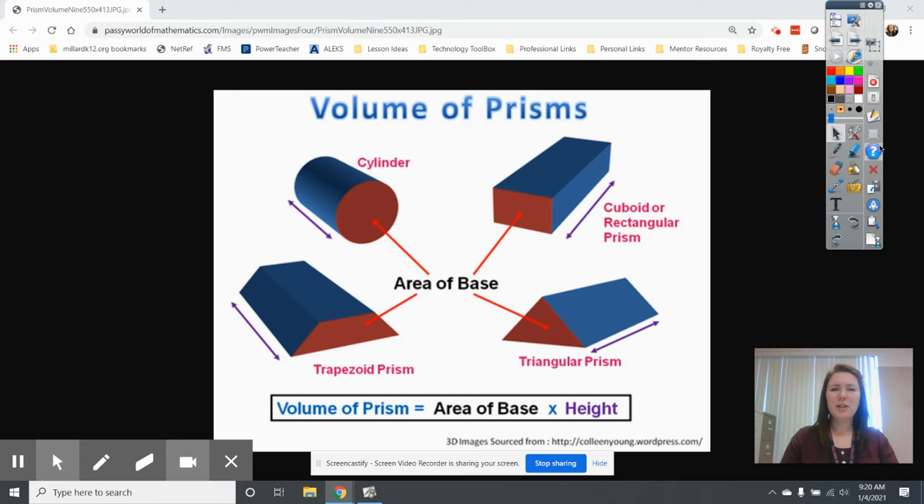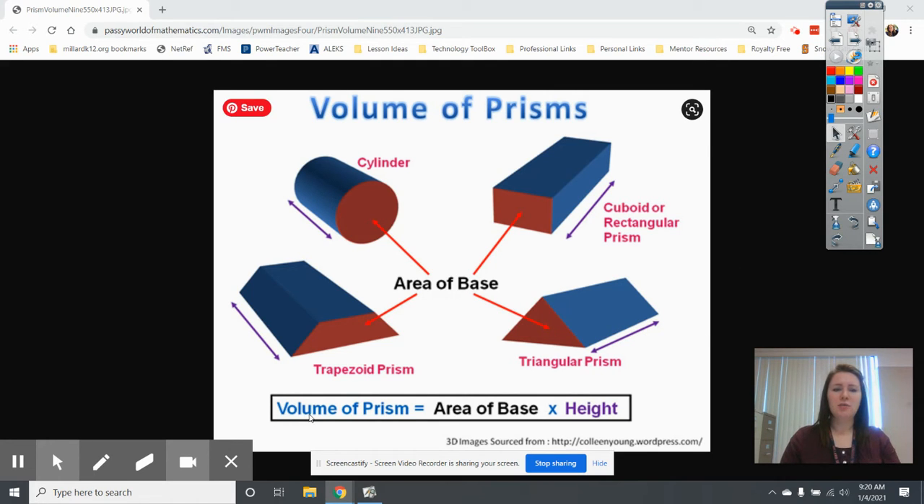Hi, today we're going to talk about finding the volume of prisms. Just as a reminder, a prism is a three-dimensional shape that has two parallel bases connected by sides, and those sides are rectangles. What I have up on the screen is a few examples of prisms, and it actually tells you how to find the volume of a prism, kind of.